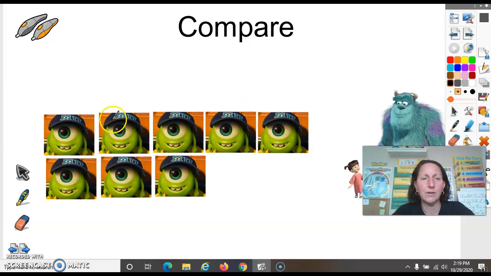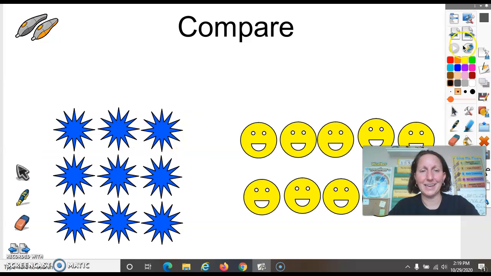All right, let's count. Oh, I see here. 1, 2, 3, 4, 5, 6, 7, 8. And there are 1, 2. So we know the number 8 is more than the number 2. So we can say this group is more than this group. Or you could say 8 is greater than 2. Another way of saying it.